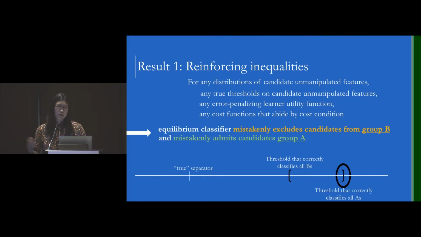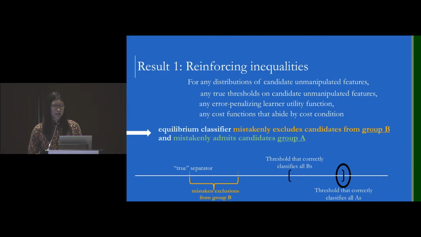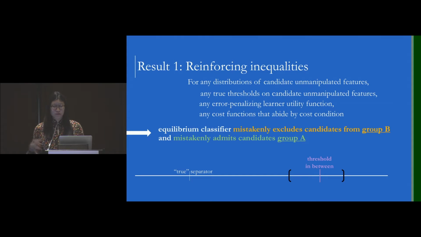On the upper end of things, you have a threshold that's going to correctly classify everyone from the advantaged group. But because the disadvantaged group candidates face higher costs for manipulation, they're only going to be able to exceed that threshold if they started with a higher unmanipulated score. And this region is going to be an area of mistaken exclusions. So you've got this lower bound that correctly classifies everyone from the more disadvantaged group, and this upper bound that correctly classifies people from the advantaged group. And every threshold that's in between this range that the learner might want to choose is going to exhibit both of these exclusions or admissions.